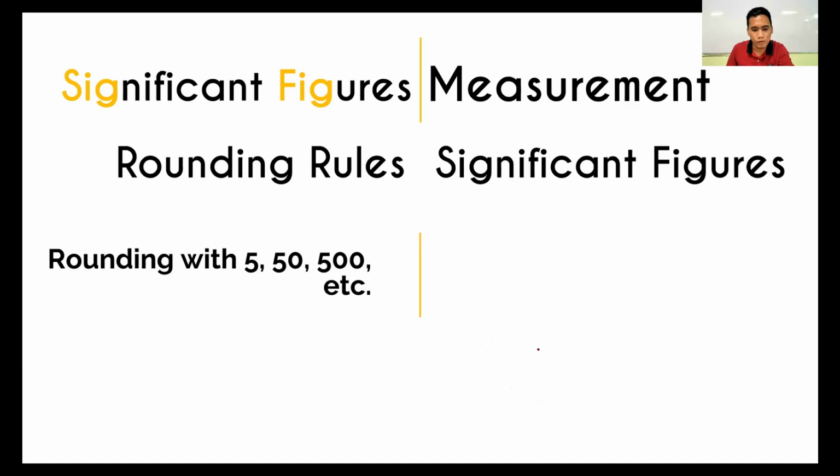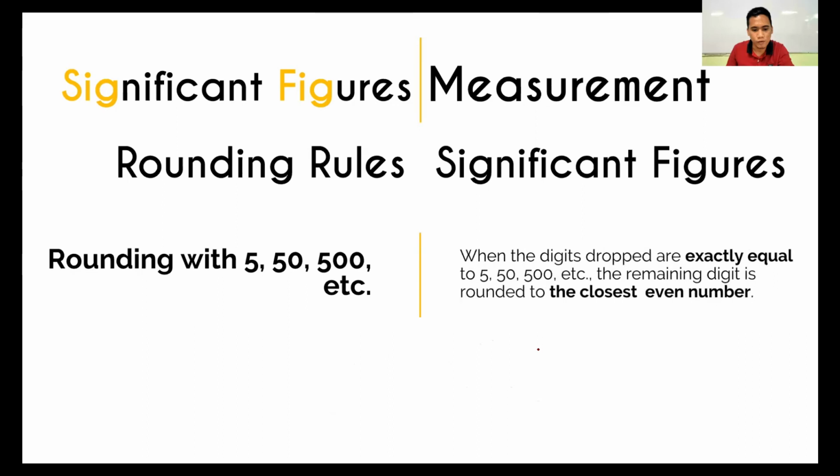I know you are familiar with these rules, but the crucial part is if it is equal to 5. So rounding with 5, 50, 500, and so on, if it is exactly equal to 550, 500, and so on. This is the crucial part, because I know some of you may say that according to our junior high school teachers, if it is 5, then we apply round up, but it does not always round up. It could be round up or round down if it is equal to 5.